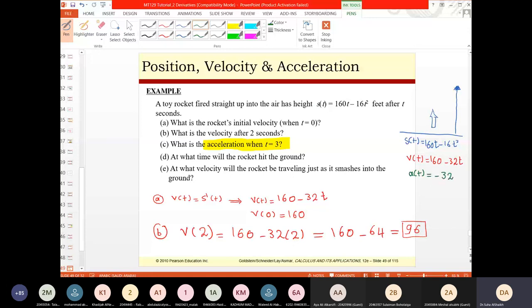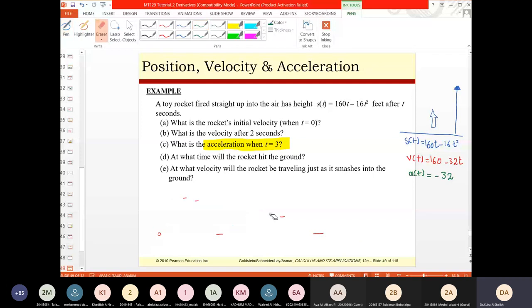Right? The derivative of 160 is 0. The derivative of minus 32t is minus 32. So I'm done with A and B. Let's do C. They want the acceleration at t equal to 3. In other words, I want A at 3. Actually, A at 3 is equal to minus 32.